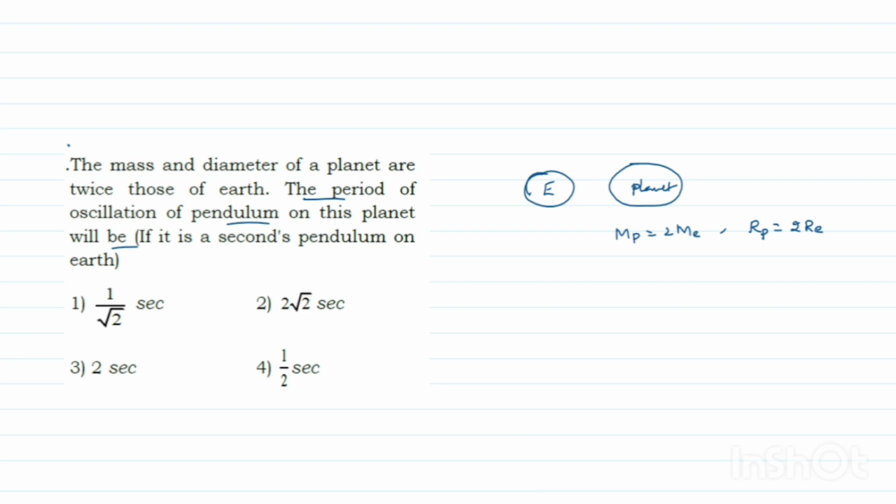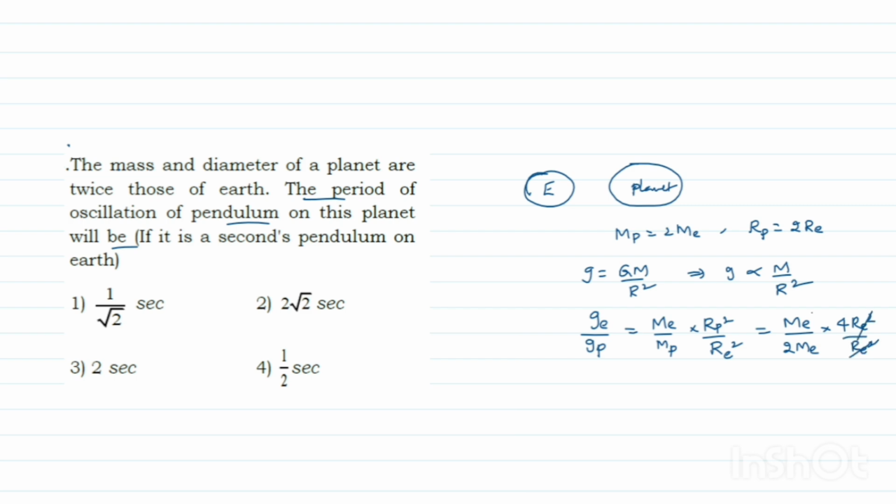Now, there is a relation between small g and capital G in the gravitation topic: g equals GM by R squared. Comparing mass and radius, g is directly proportional to M by R squared. Then g on Earth to g on planet equals mass of Earth by mass of planet into radius of planet squared by radius of Earth squared. The mass of the planet is 2 times that of the Earth and the radius of the planet is 2 times that of the Earth, so 4 Re squared by Re squared. Re squared cancels, and I get 2 times. So g of Earth by g of planet is 2 by 1.